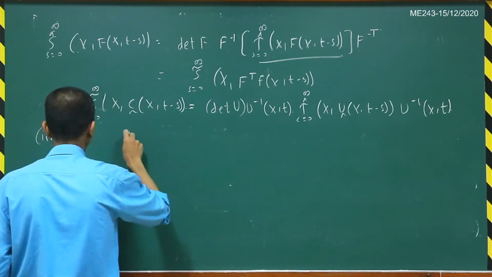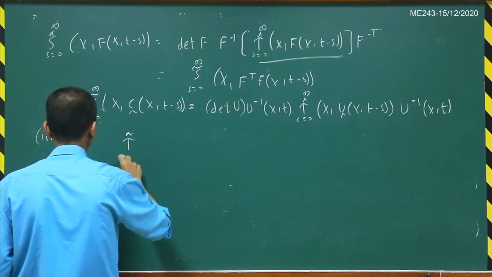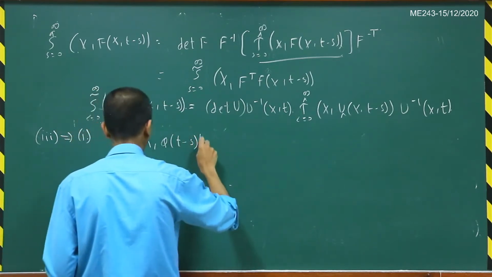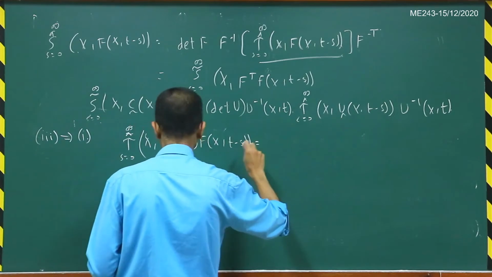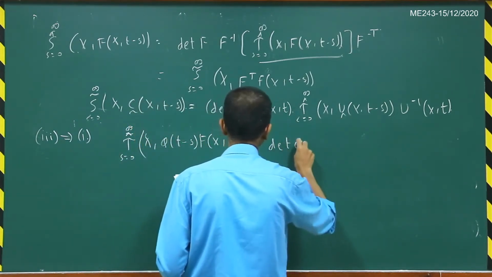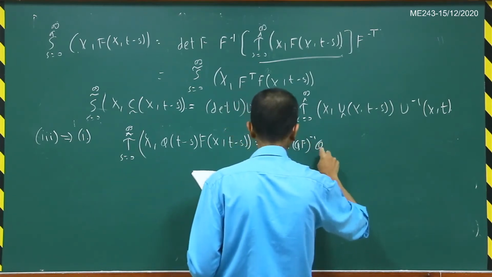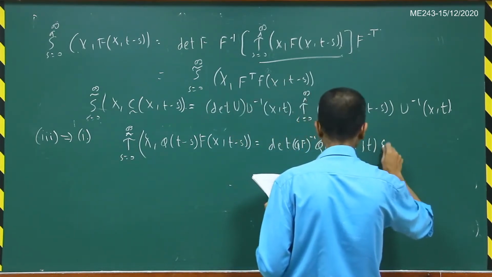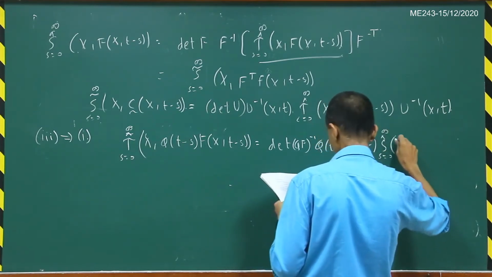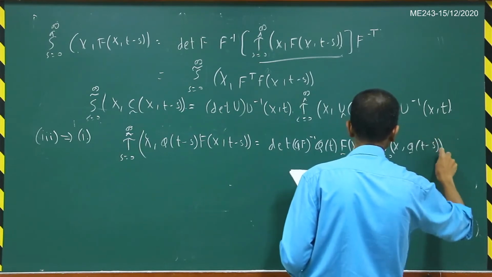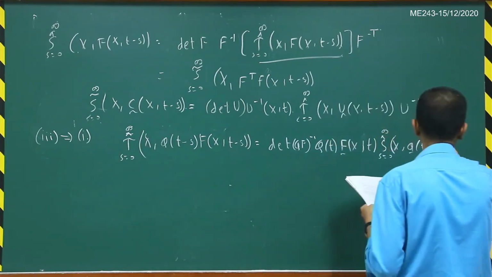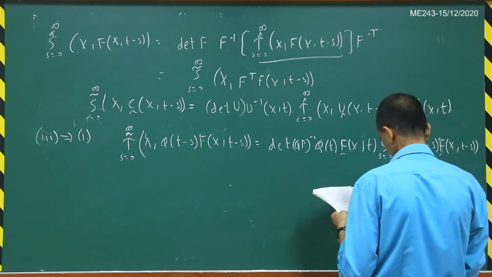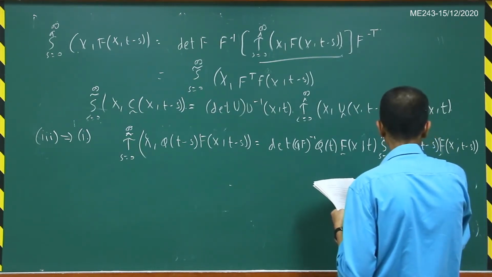So I'll start with tau hat of s, which is equal to the integral from 0 to infinity of x comma Q of t minus s F of x, t minus s, that is equal to determinant of Q F inverse times Q of t times F of x comma t times S hat, s equal to 0 to infinity of x comma Q of t minus s, into F of x, t minus s, times F transpose Q.